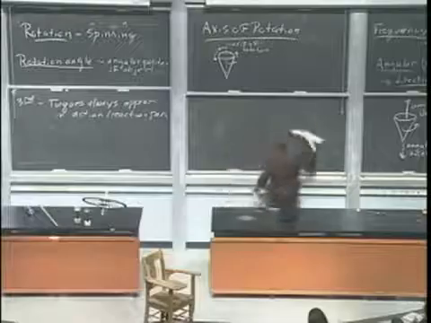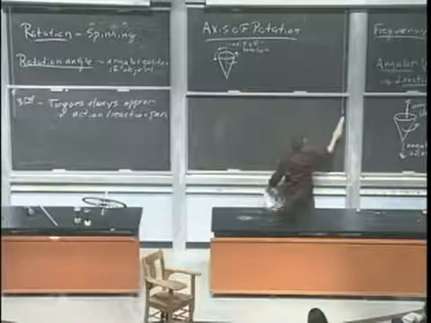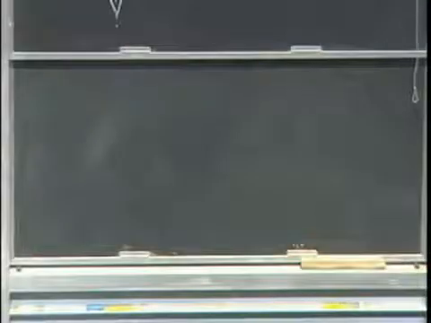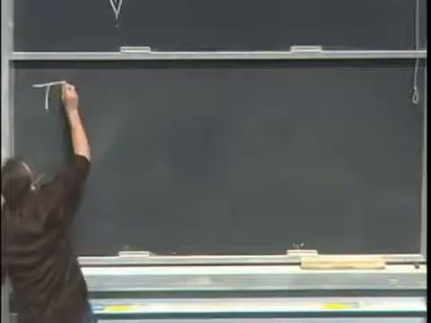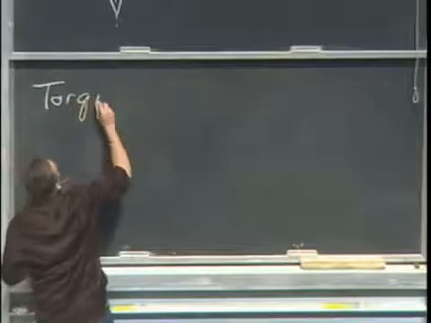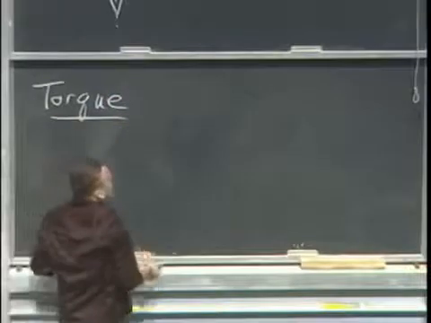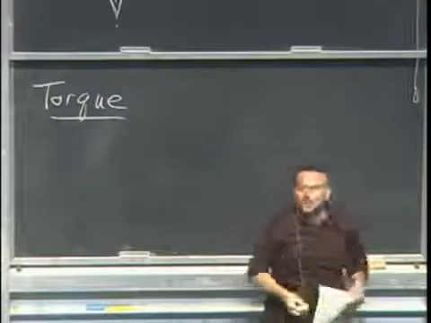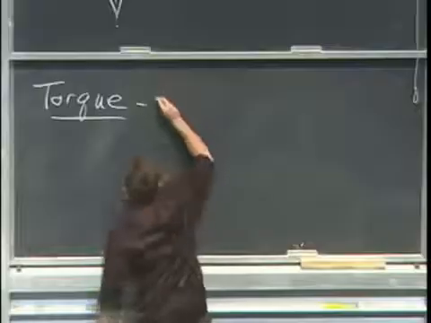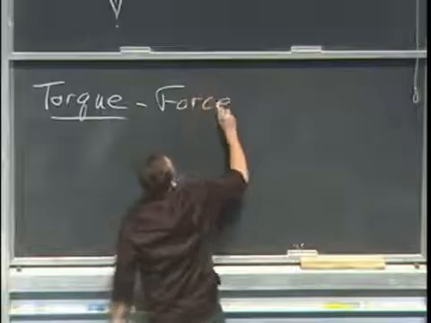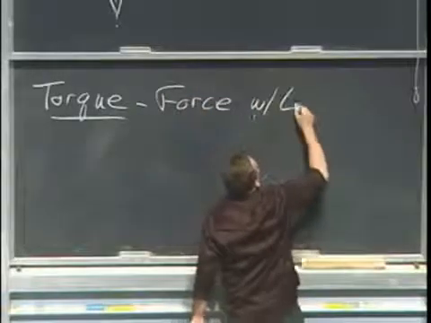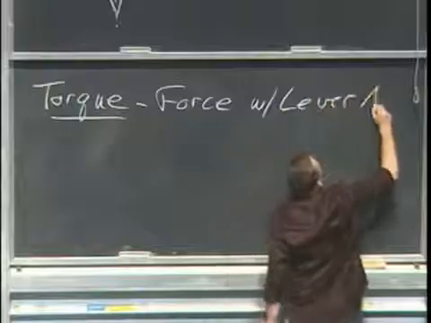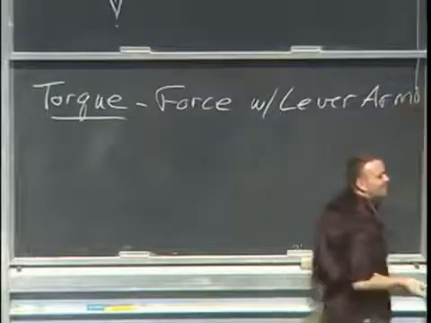So the torque is a force acting on an object that is trying to rotate that object. But we need to add another concept from what we did for translational motion, which is the idea of a lever arm. So in short form, torque is a force with a lever arm. We're going to define what a lever arm is as well in just a second.